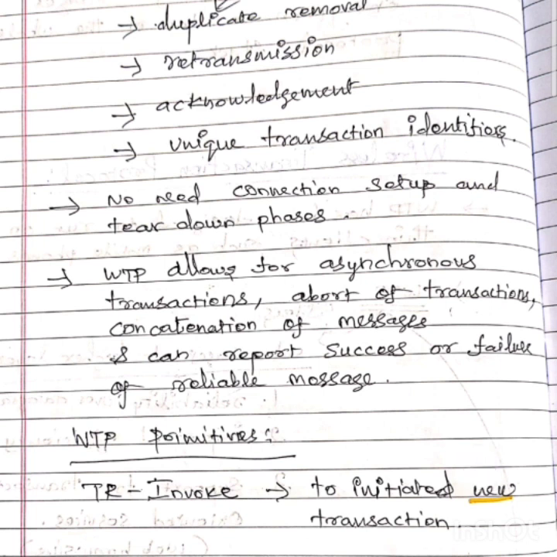I already told you that there is no connection setup and no connection close setup. You can directly send the request and directly receive the response also. The wireless transaction protocol allows asynchronous transactions. Asynchronous transaction means you can send and receive multiple messages. If you want to cancel any transaction, the protocol can cancel or abort the transaction also, and you can do concatenation of messages. If you want to merge two messages, you can use this feature also, and if you want to send any success or failure messages, you can send them here.